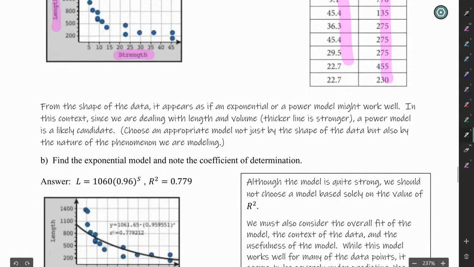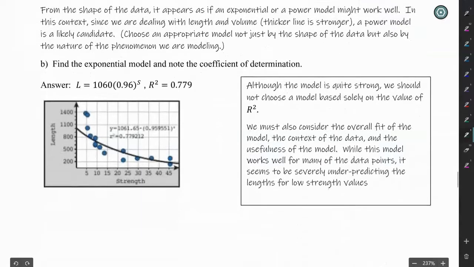So we're going to find the exponential model and note the coefficient of determination. Finding the exponential model, we get L is equal to 1060 times 0.96 raised to the x, where R squared is equal to 0.779, so 779 thousandths. And that's our exponential model because we have a number being raised to the exponent.